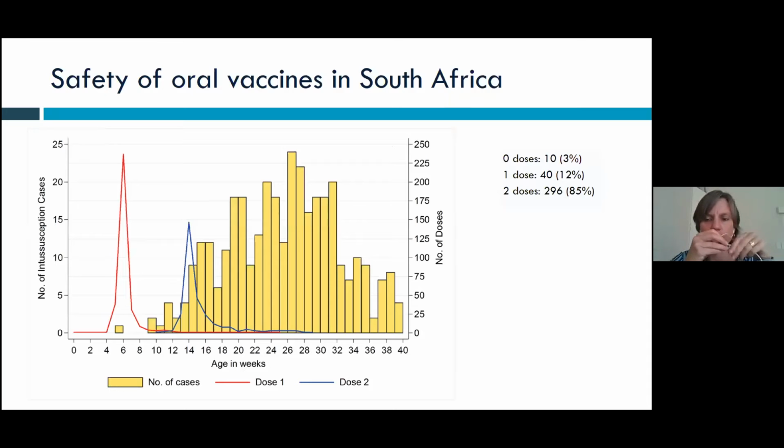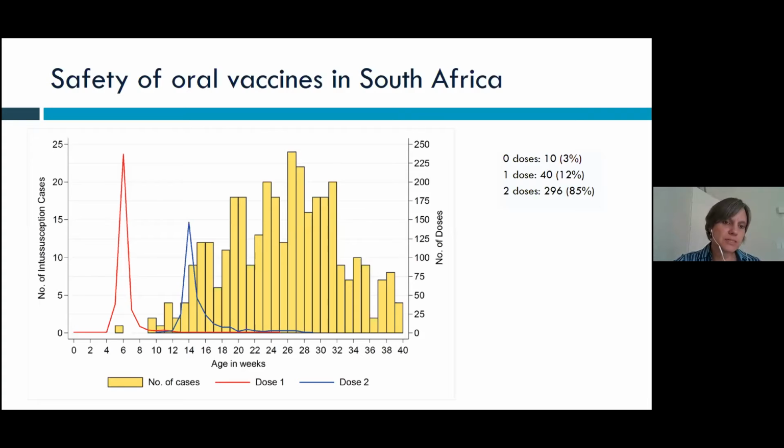So if we just have a look, this is a graph looking at the number of intussusception cases by age, as well as the age of administration of the first and second doses of Rotarix. The coverage was very high. In our cohort, 85% had received 2 doses, with another 12% receiving a single dose, and only 3% had not received any rotavirus vaccine. And as you can see, the vaccine was given pretty much on time at 6 and 14 weeks of age.